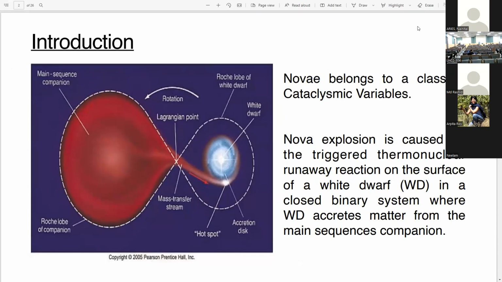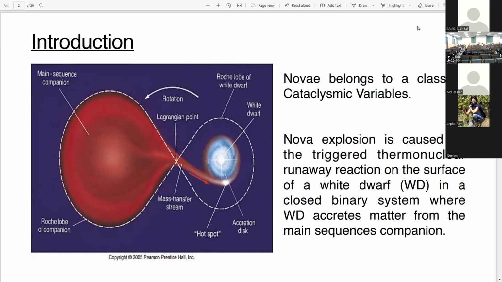What are novae? Novae belong to a class of cataclysmic variables. These cataclysmic variables are interacting binary star systems. As you can see here in the schematic diagram, these binary systems have a white dwarf primary and the secondary is a main sequence companion star. Because of the high surface gravity of the white dwarf, the hydrogen-rich matter from the companion fills its Roche lobe and forms an accretion disk around the white dwarf.